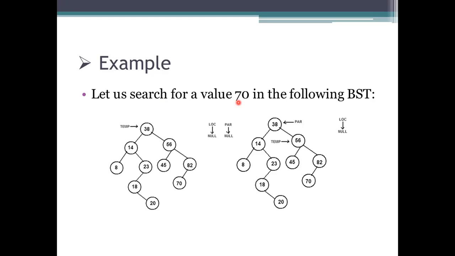Here is another example, where we are searching for 70. The location we are providing is null, the parent is also null, and the temporary value equals root here. What is the root element? 38. So compare this value 70 with 38. The parent node here is 38 because the value we are searching for is greater than 38. Now the temporary root node here is 56.